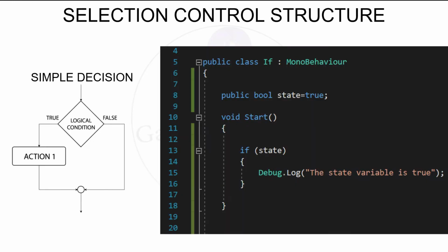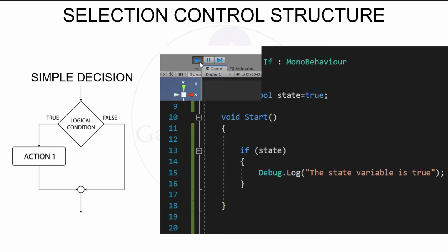To define the if statement, we have to write if and between parentheses put a condition that results in a logical value. For example, I can define a Boolean variable called state, initialize it as true, and put this variable inside these parentheses. Then open and close curly brackets, and inside this region will be all the code that will be executed if the condition is true. In this case, if the state variable is true, I'm just gonna print the state variable is true in the console.